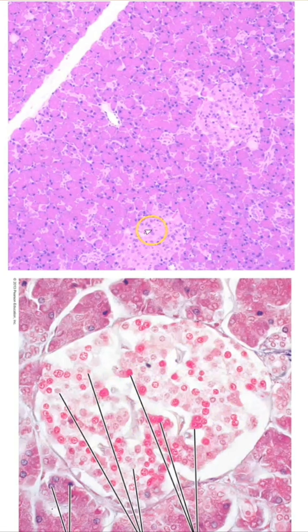However, you do need to be able to look at the histological section and say, okay, that's a pancreas, and you need to know what hormones are produced. So you do need to know that. And further on, and we'll look at this again in the digestive system, but you should be able to identify the exocrine portion of the pancreas.